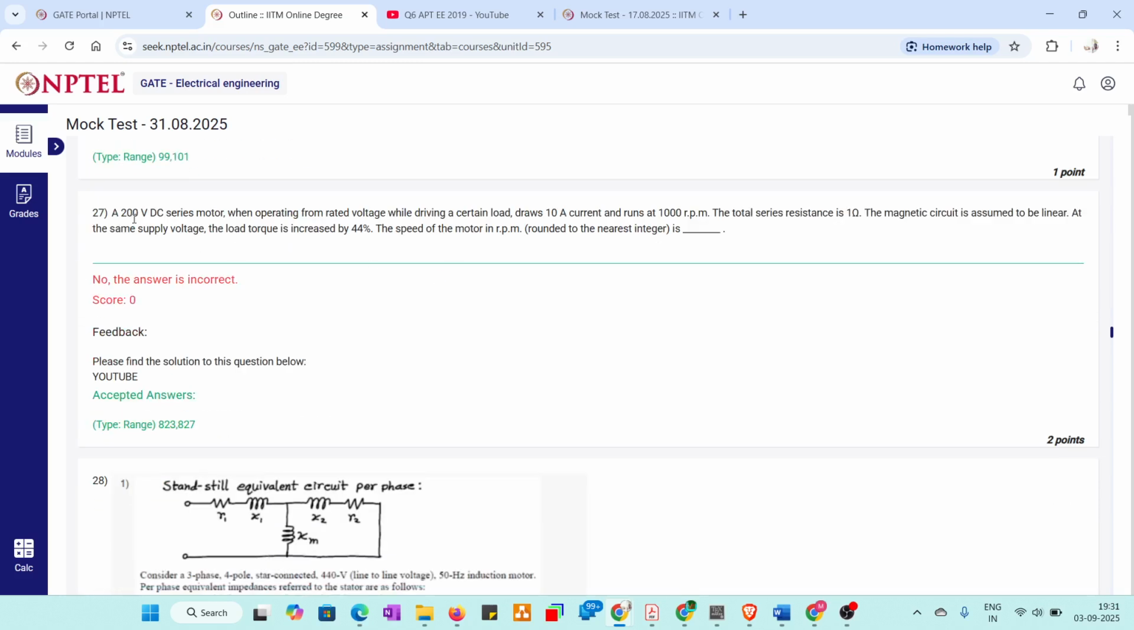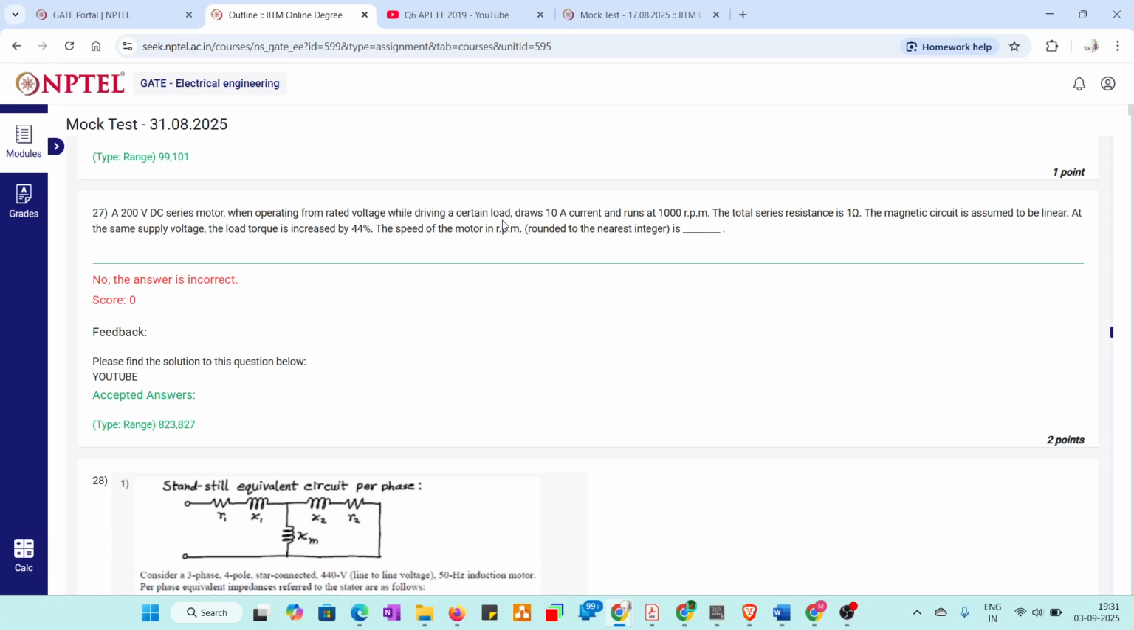So to this comes to the motor. Okay, DC motors, 200 volt DC series motor when operating at rated load while driving the certain load. Okay, when it draws 10 amperes current at 1000 RPM, the total series resistance is 1. Okay, so we'll have the DC series motor which when it draws 10 amperes current running at 1000 RPM. Okay, so this total series resistance is 1 ohm.